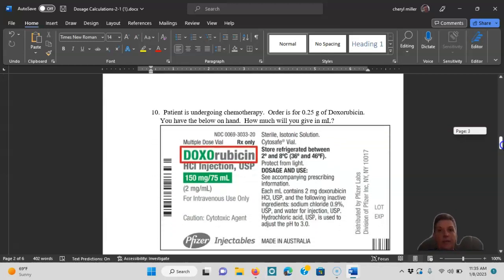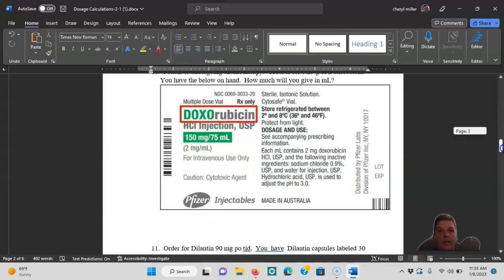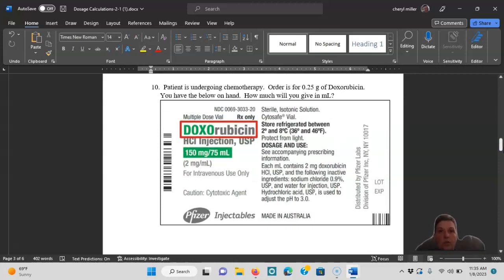All right, next one. Here we go, reading a label. So the patient is undergoing chemotherapy. The order is for 0.25 grams of this medication you have on hand below. What do I want to give?